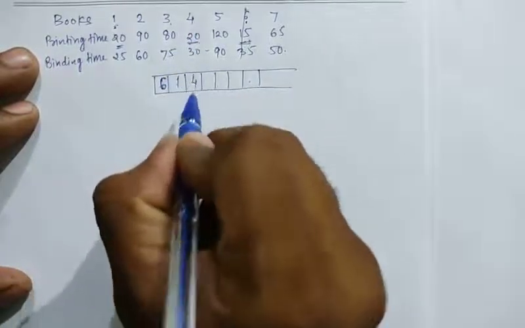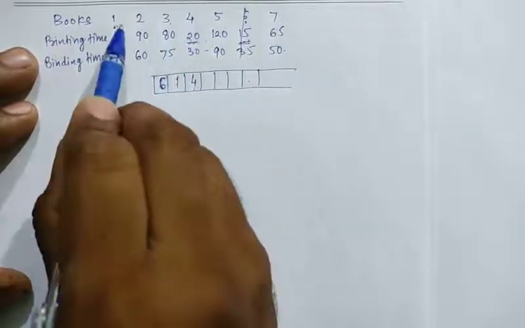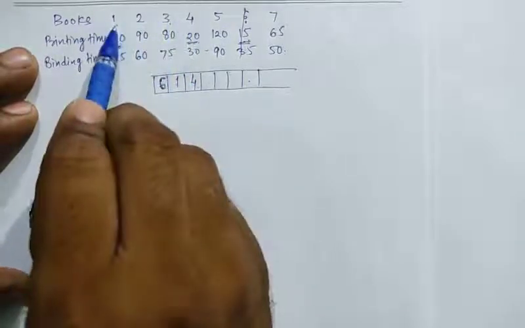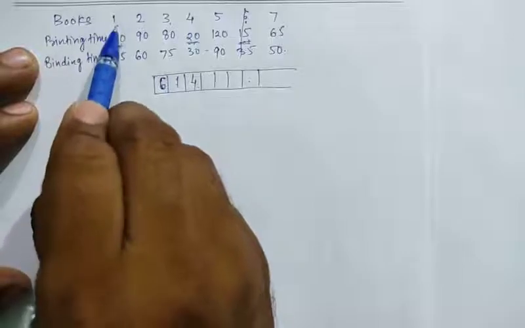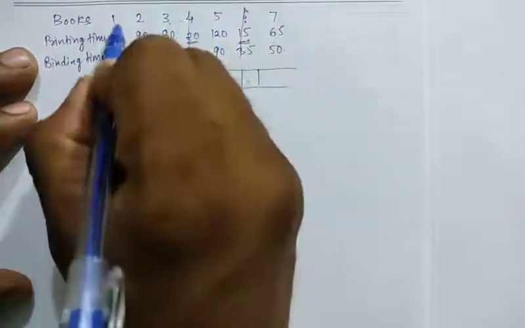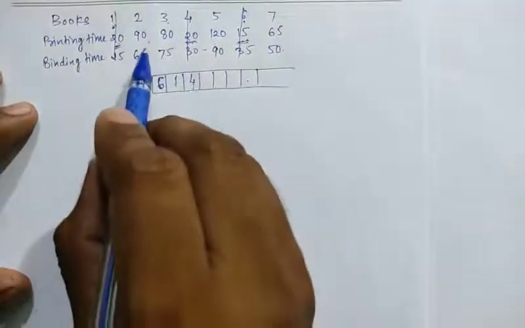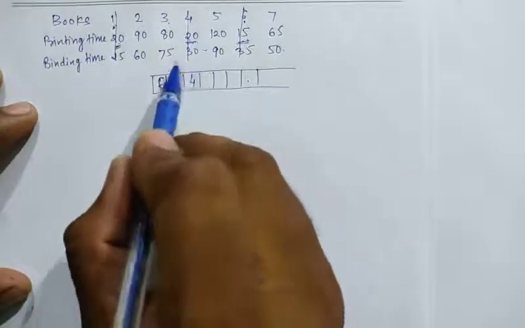So here 1 and 4, because here 20 is a tie, but we go through serially. So we place job 1, then we place job 4. So we delete fourth and first job. Let's again check which one is the minimum value.